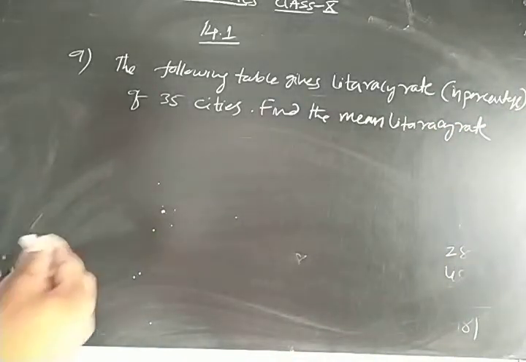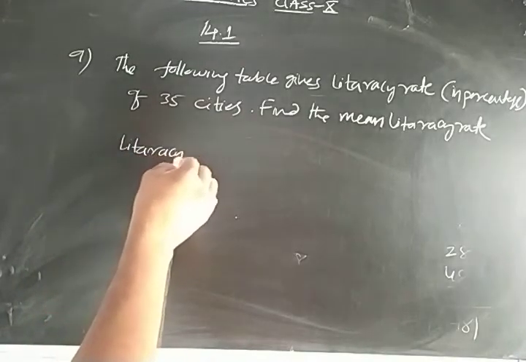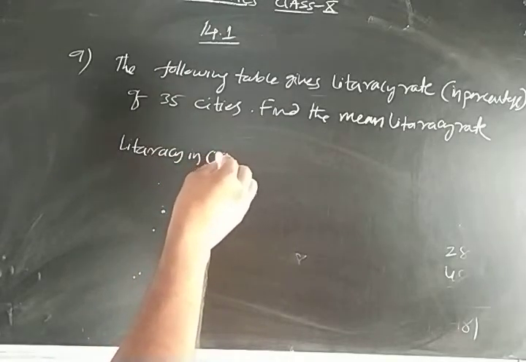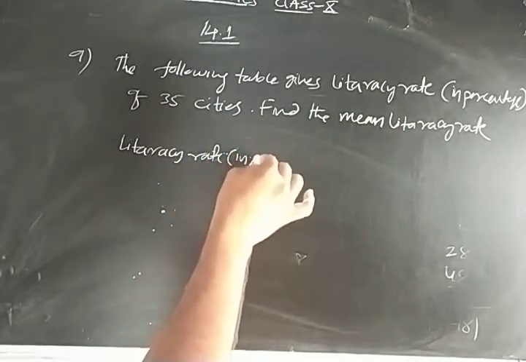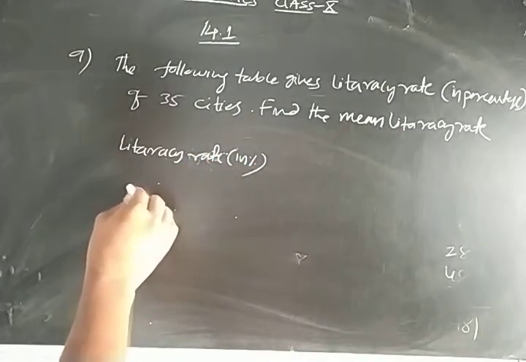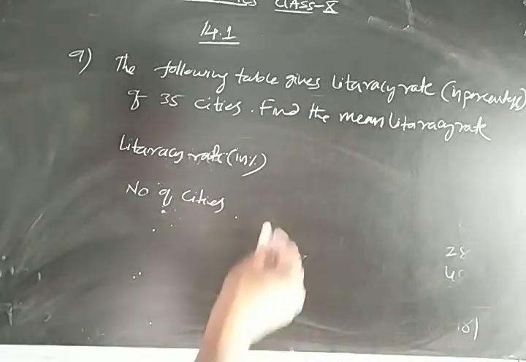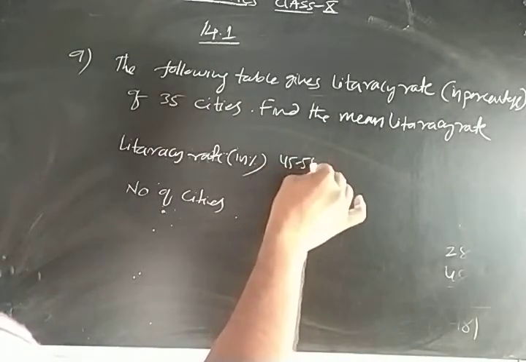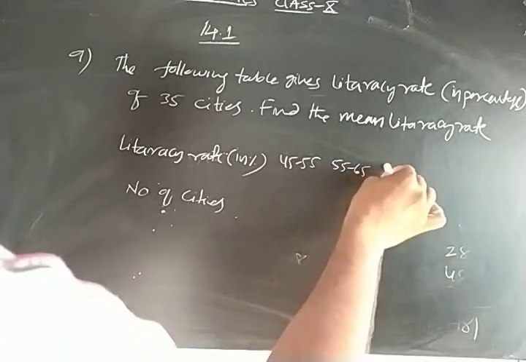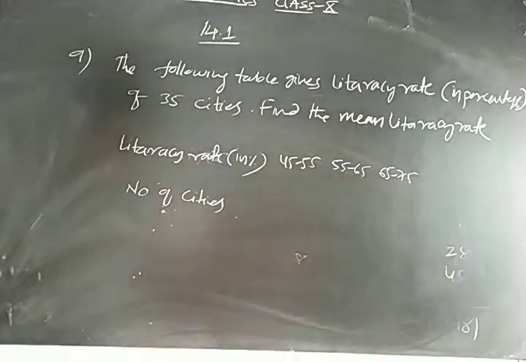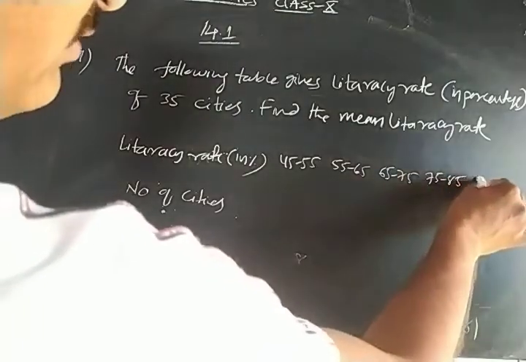Now here, literacy rate in percentage, and here number of cities. The intervals are given as 45 to 55 for the first interval, 55 to 65, next is 65 to 75, 75 to 85, 85 to 95.